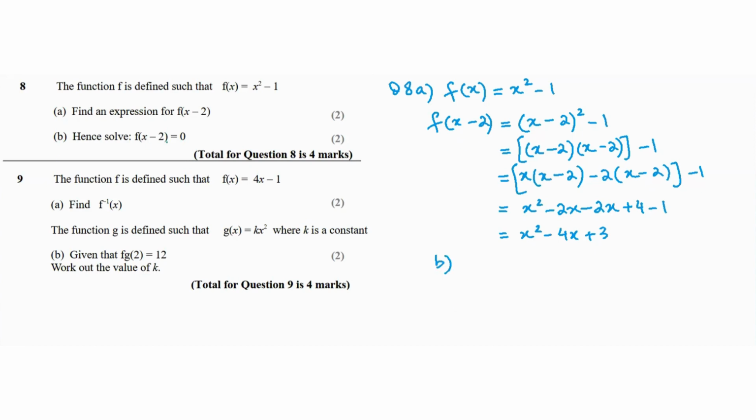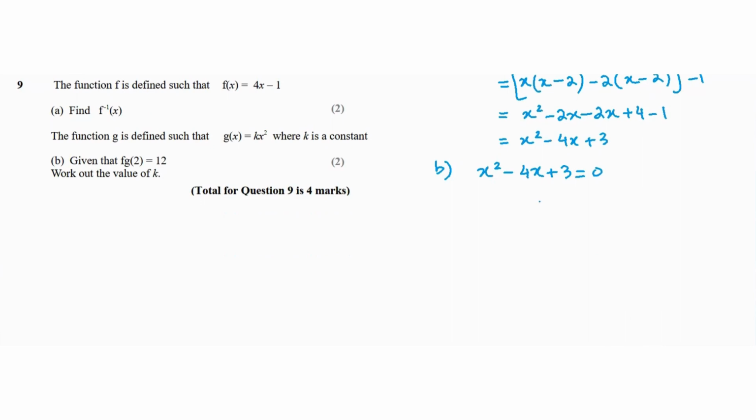In part B, it says, hence solve f of x minus 2 equals 0. So since we already expanded it, we can put this function equal to 0 and solve this quadratic equation. So first, we would multiply the coefficient of x squared with a constant, which gives us the value of 3. Now we find factors of 3. Factors of 3 are just 3 times 1. So since we've only just one set of factors, we will use the set of factors to replace the middle term, which is -4. So we'll write the equation as x squared minus 3x minus x plus 3 equal to 0. As you can see, the -4x gets replaced by minus 3x minus x. Both are the same thing, but written differently.